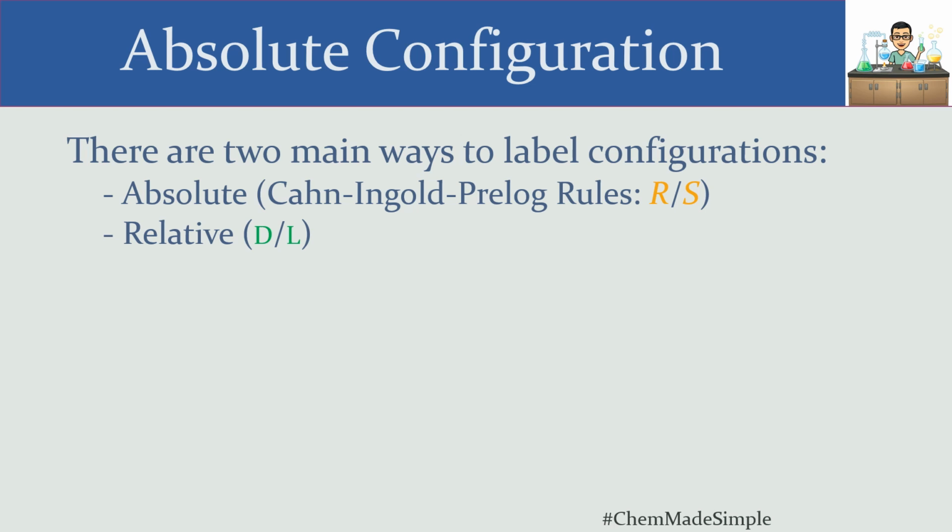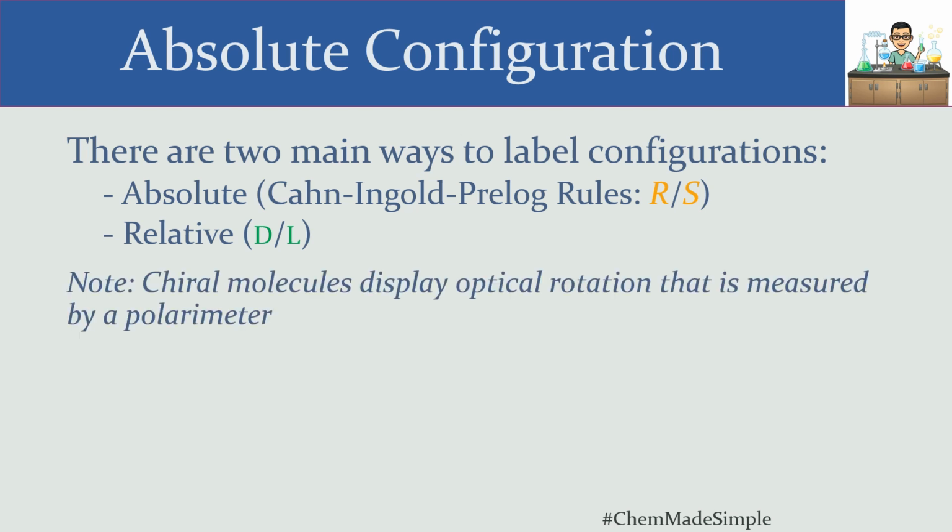Relative configuration we'll speak about in another module, but it has to do with amino acids and carbohydrates. There are certain molecules that it makes sense to take a look at a relative configuration for. Relative configurations predate the R and S, or the Cahn-Ingold-Prelog rules. Because relative configurations still work for the most part, we haven't gotten rid of those entirely, but anything that we use relative configurations for, D and L, we can also use R and S for as well.